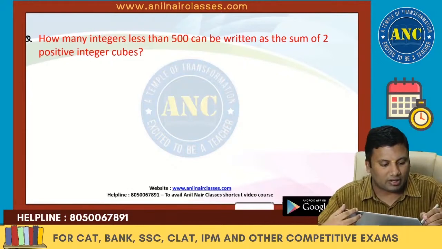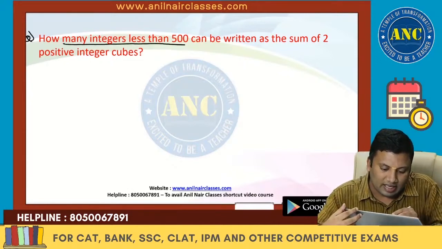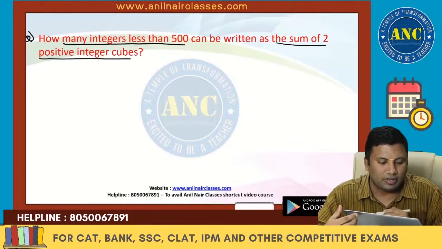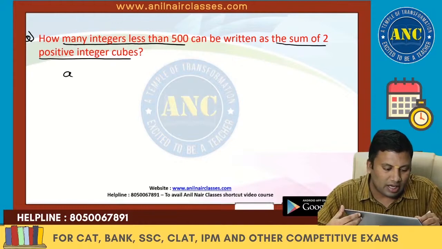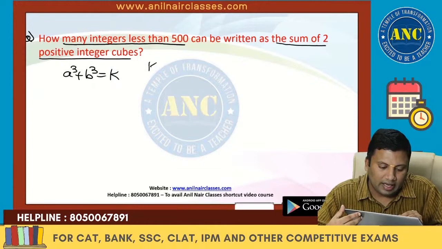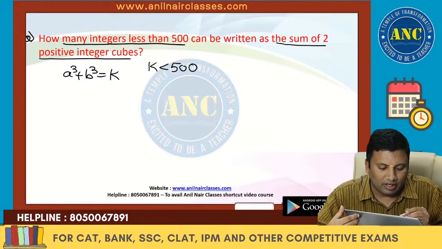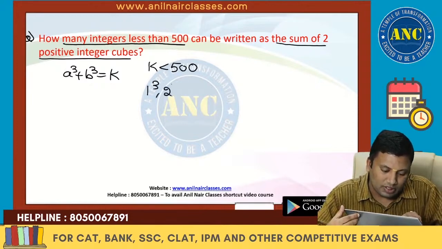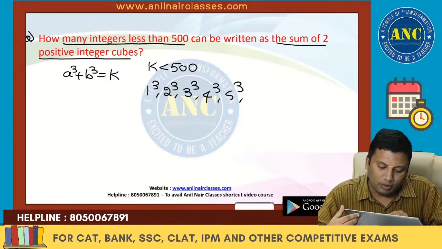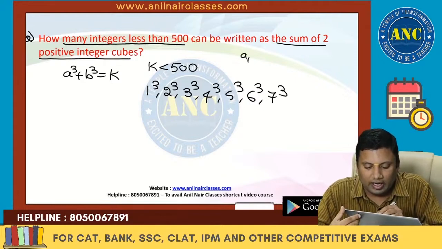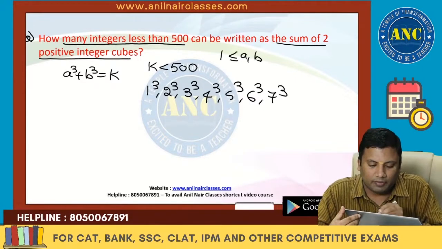Listen carefully to the question. How many integers less than 500 can be written as the sum of two positive integer cubes? That means a cube plus b cube equivalent to k, right? K is less than 500. Now if I list out all the perfect cubes: 1 cube, 2 cube, 3 cube, 4 cube, 5 cube, 6 cube and 7 cube. 8 cube is 512. So a and b values can lie from 1 to 7.